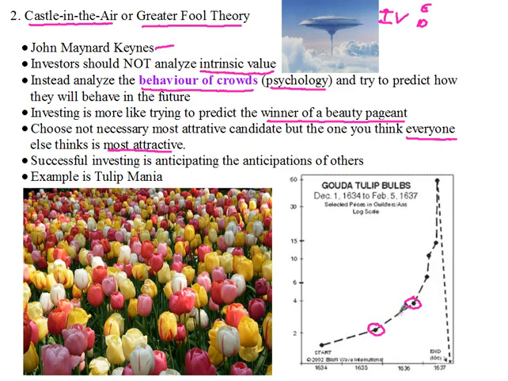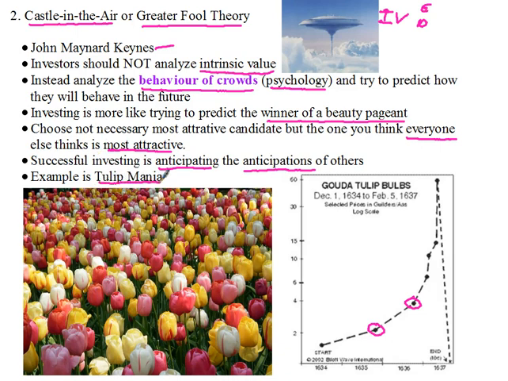They were simply saying, if I buy these tulips today, do I think that other people will pay a higher price for tulips in the future? You see, I am trying to anticipate the anticipations of others. Do I think other people will be willing to pay a higher price for tulips in the future? And then, of course, this went crazy. This became known as tulip mania.